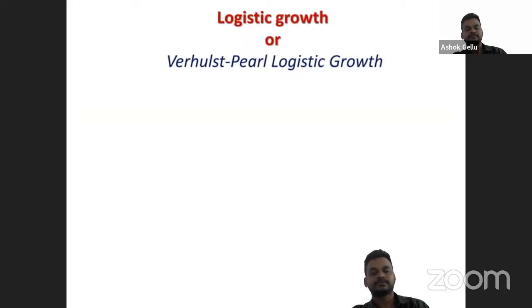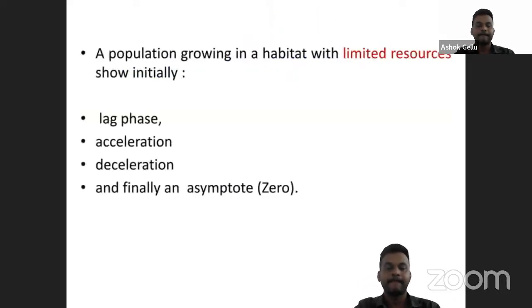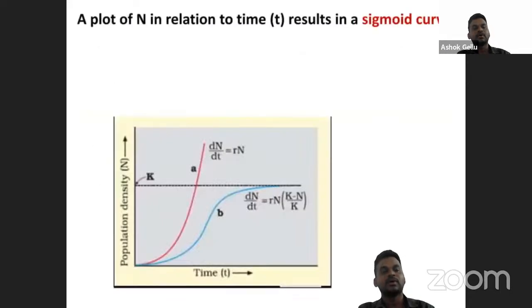Logistic growth. Population growing in a habitat with limited resources shows initially a lag phase, then acceleration and deceleration, and finally an asymptote. These are the four phases. A plot of N in relation to time t results in a sigmoid curve. This curve shows the population density.